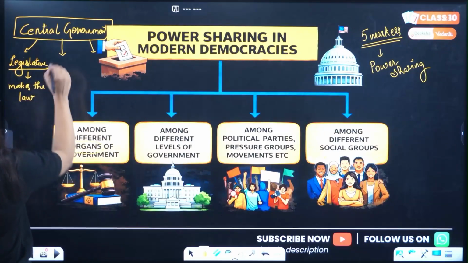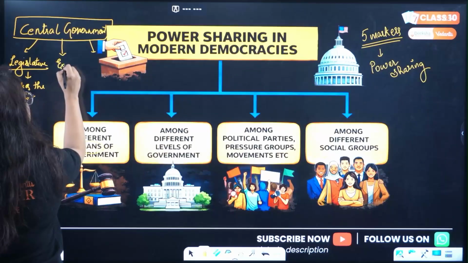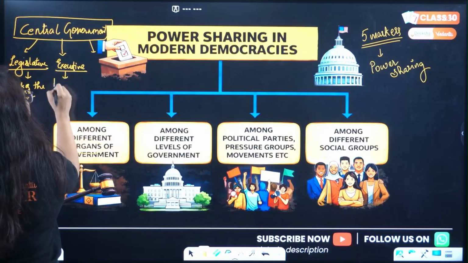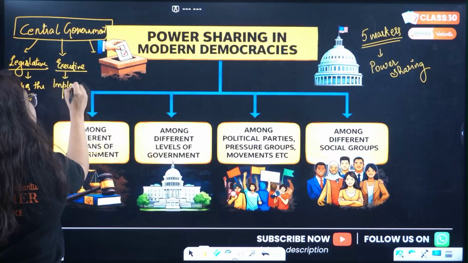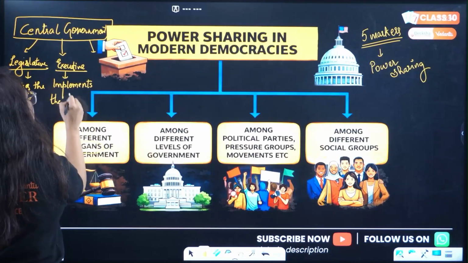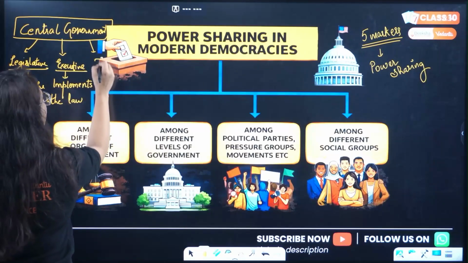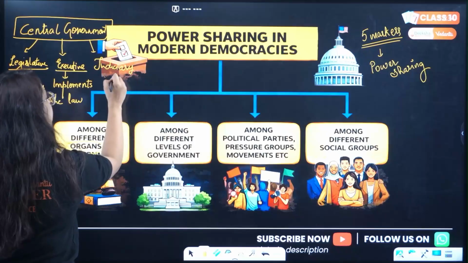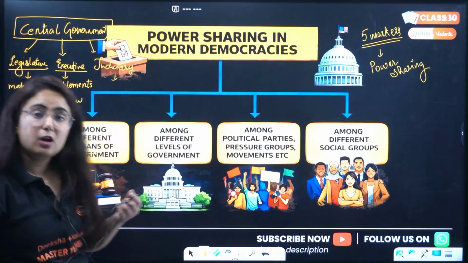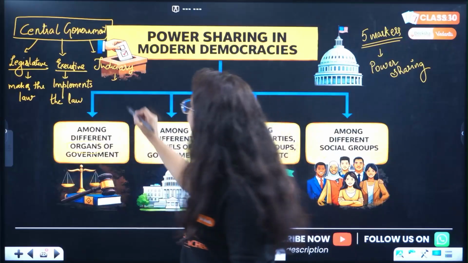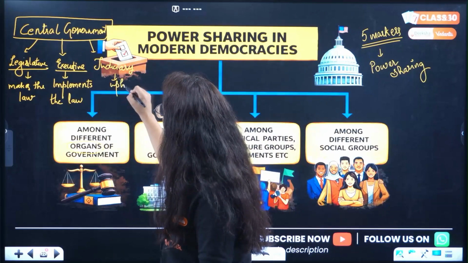Then we have a different body that is known as the executive, who implements the law, right? And the third one is the judiciary, who looks at whether the laws are made in accordance with the constitution or not. Basically, it upholds the law.